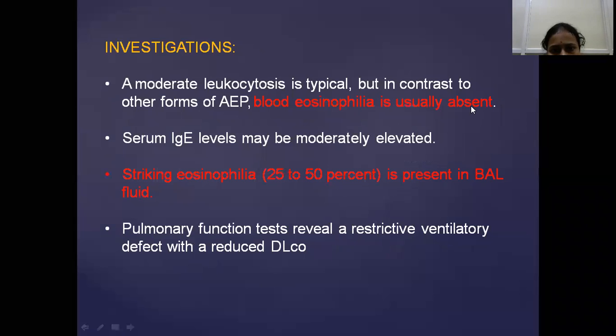Coming to how to investigate, how to diagnose acute eosinophilic pneumonia. Characteristically, there is no blood eosinophilia. There is no rise of peripheral blood eosinophil count. There is a rise in BAL eosinophil counts. This is the striking feature of acute eosinophilic pneumonias. You have to remember these two only: absence of blood eosinophilia, and rise of BAL eosinophil counts, that is more than 25 to 50%.